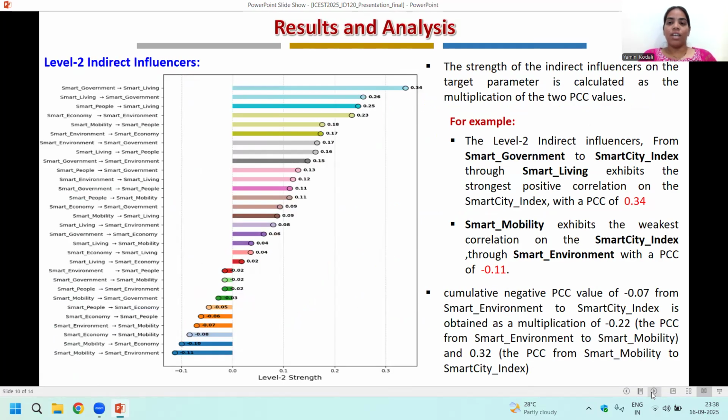Level 2 indirect influences. The strength of each indirect parameter is calculated as the multiplication of two PCC values. For example, the level 2 indirect influence from smart government to smart index through smart living exhibits the strongest positive correlation on the smart index with a value of 0.34. Smart mobility exhibits the weakest correlation on the smart city index through smart environment with a PCC value of 0.11. The cumulative negative PCC value of minus 0.07 from smart environment to smart index is obtained as a multiplication of minus 0.22, the PCC from smart environment to smart mobility, and 0.32, which is the PCC value from smart mobility to smart city index.